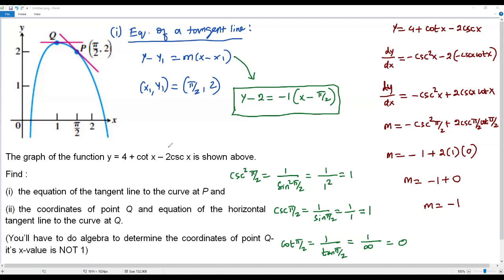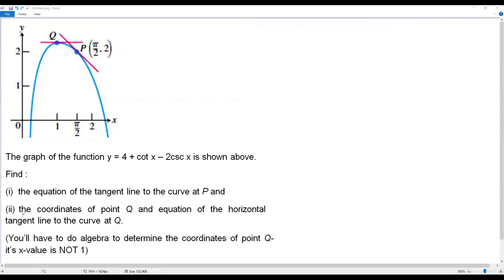Okay, let me erase the stuff over here. According to the second question, we have to find the coordinates of point Q and the equation of the horizontal tangent line to the curve at Q. To get the coordinates of point Q, let's consider this statement: the tangent line drawn at point Q is horizontal. Whenever a line is horizontal, its slope is equal to 0. So since the tangent line at the point Q is horizontal, the slope of the tangent line we draw at the point Q to the curve must be equal to 0. Now let me mark it as 2.